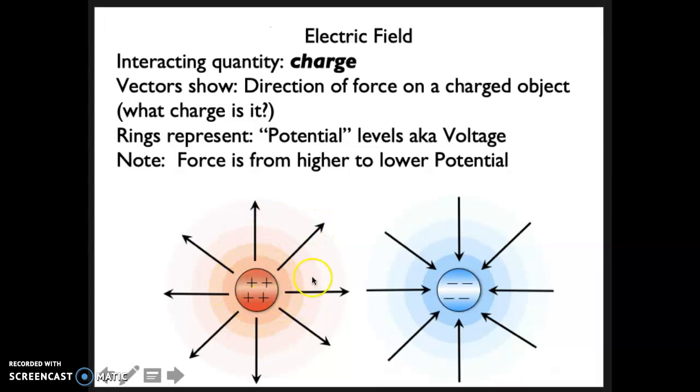And these rings represent levels of potential in an electric field, which we call voltage. So if you've heard the word voltage, that's what it means. It's potential levels like gravitational potential, but now electric potential called voltage. And you notice that the force lines always point from higher potential to lower potential. So the negative charge has the lower potential, the positive charge has the higher potential, and the lines point away from positive and toward negative.